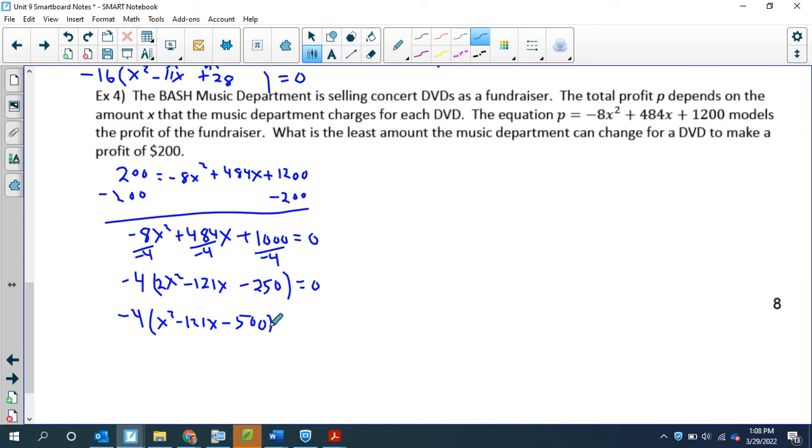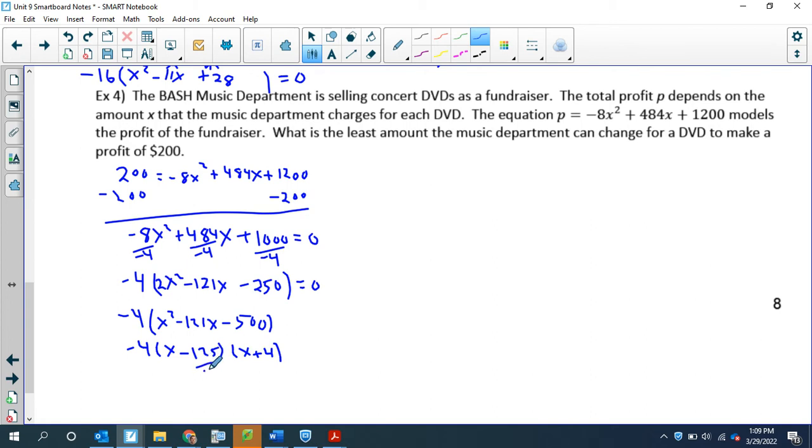And when we go through all of our options here, we'd be at 125 and 4. Because again, I'd start with 1. 1 and 500 wouldn't work. 2 and 250 wouldn't work. 3 doesn't go into 500. But when I do 4, I get 4 and 125. And when I subtract them, I get 121. So I'd have x minus 125 and x plus 4.